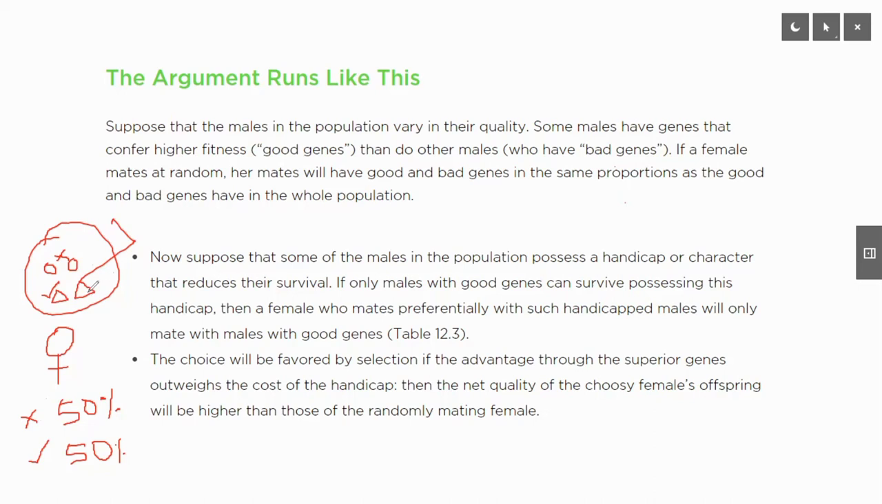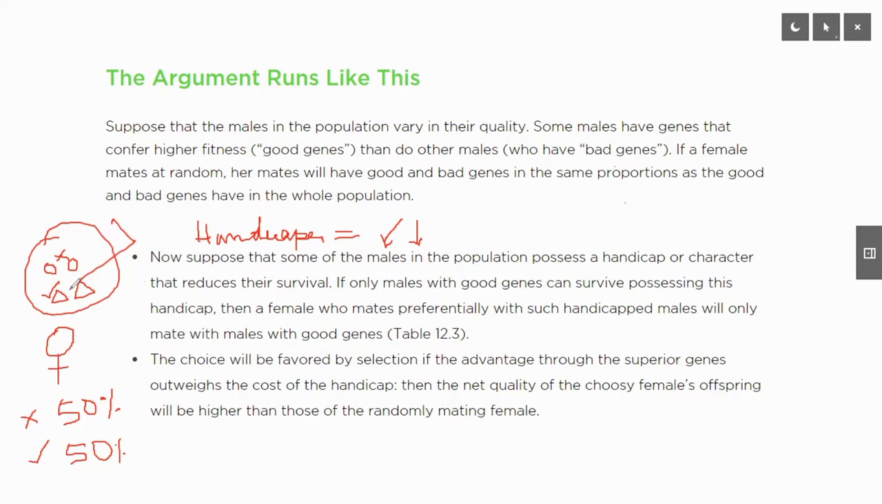But if some of these males have some handicap, and here is the handicap principle. A handicap, according to Zahavi, simply means a deleterious character, a character which gives less advantage to its possessor, and the possessor is at a reproductive disadvantage. So this is the handicap.